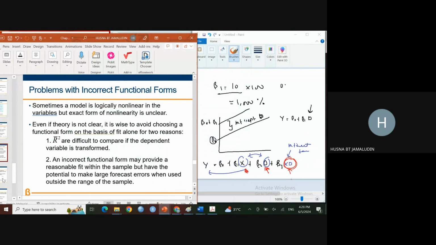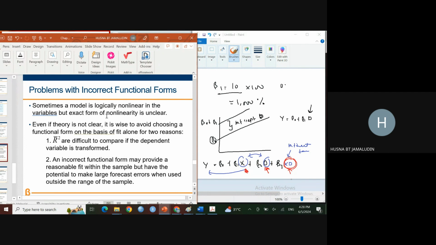Of course, you're going to have many problems. That's why it's very important to understand the theory, what kind of functional form you have to use. Sometimes a model is logically nonlinear in the variable. Do you care if the variable is nonlinear? Remember, OLS only requires that we have linear in coefficient, not linear in variable. In the previous chapter, we had linear in variable and linear in coefficient. We only consider linear in coefficient. Regardless of what happens to the variable, it's okay if the variable is not linear.